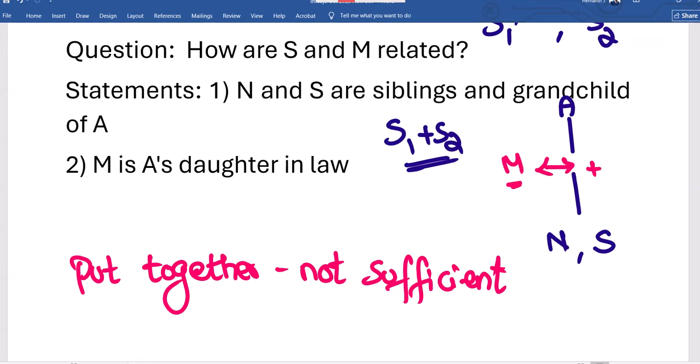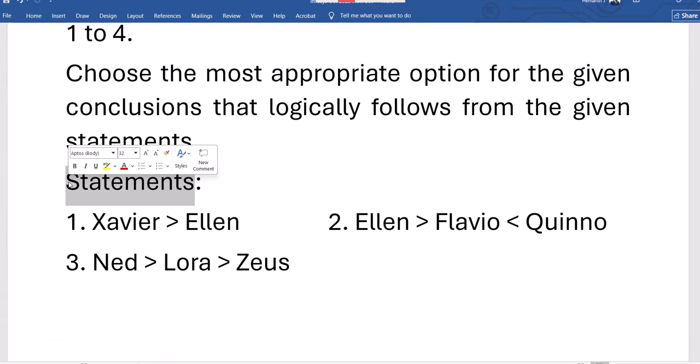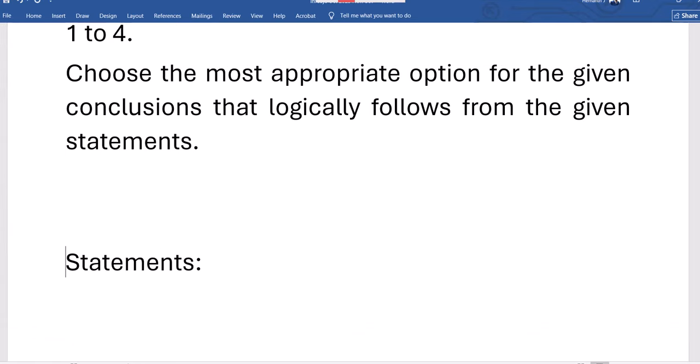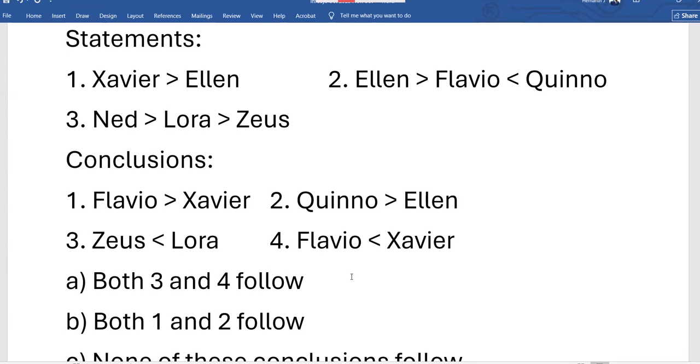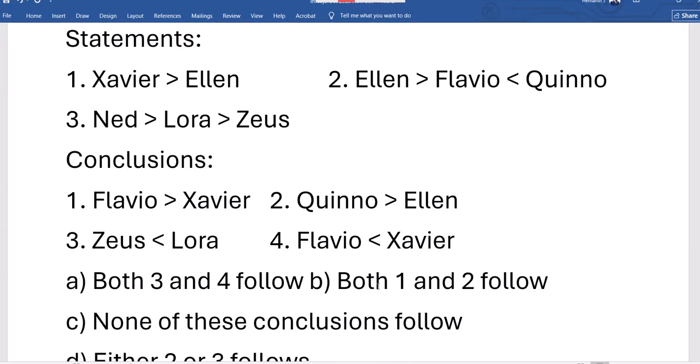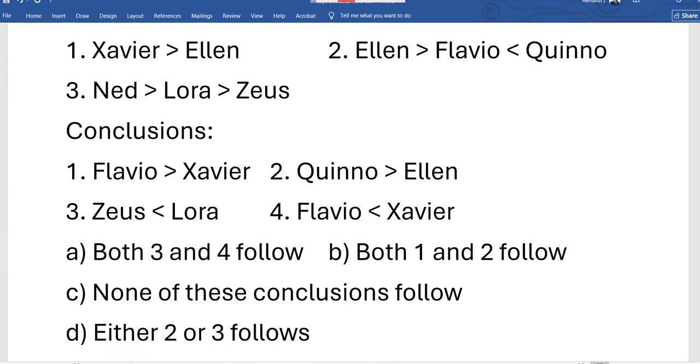Next, your statements are given. You have to decide whether the conclusion is correct or not. Here there are 3 statements and 4 conclusions. Statements and conclusions. You may solve questions like A greater than B, B less than C. Instead of that, they have given names here. It's pretty much similar to that: A, B, C, D, P, Q, or P greater than Q, Q equal to R less than S. Inequalities concept.